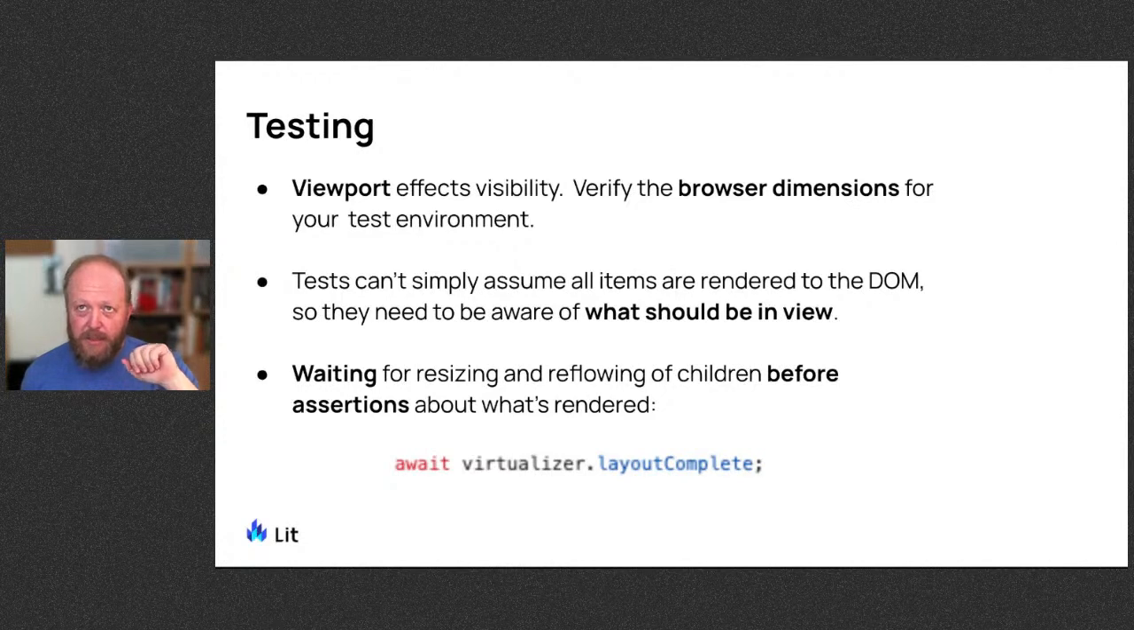Also, because there are little micro adjustments that happen very quickly in Virtualizer as it's figuring out where things are going or how much to render, you need to wait until it's done figuring those things out before you test that things are viewable. They happen before paint, but they're not necessarily going to happen in your testing cycle. So we have a little promise you can await. It's called layout complete. And when that resolves, that just means everything's done. So it makes testing very simple to make sure that everything's in place before you assert.